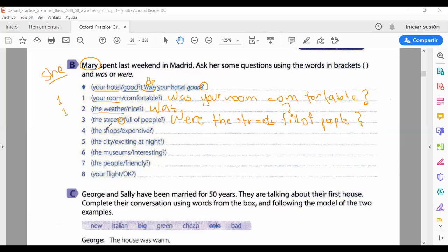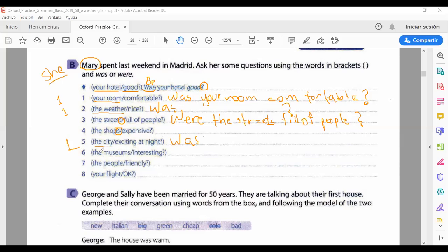Okay, the shops, expensive, plural form. Therefore, I have to start with this one right here. Were the shops expensive? Question mark at the end. Don't forget. Number 5, the city exciting at night. Now, as you can see here, we're talking about one city, one. Therefore, I have to use was, okay? Was the city exciting at night? And then the question mark.